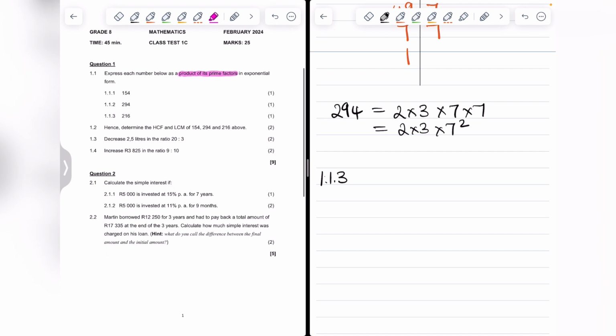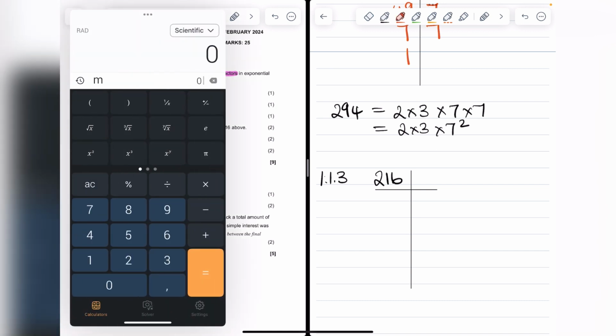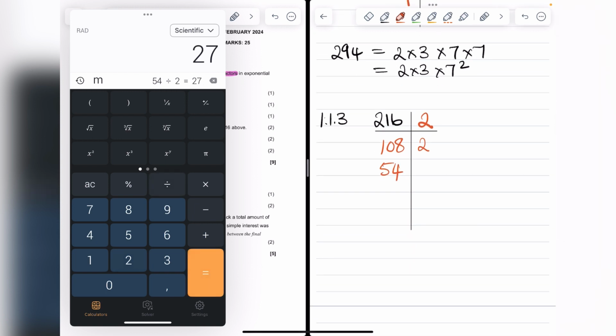For 1.1.3, we need to do the same for 216. So for 216, it will be 2. 216 divided by 2 is 108, divided by 2 is 54, divided by 2 is 27. And that, of course, will now be 3.